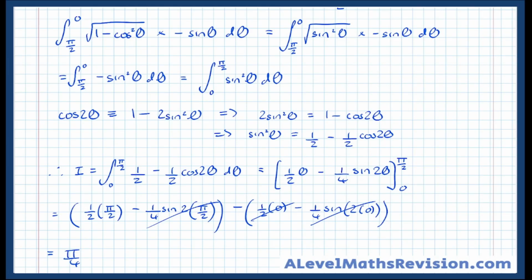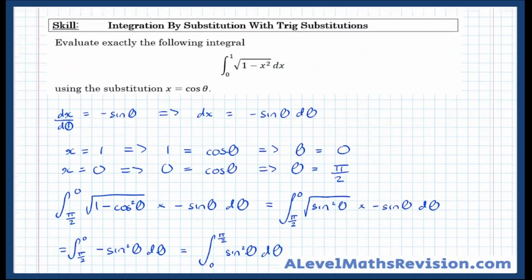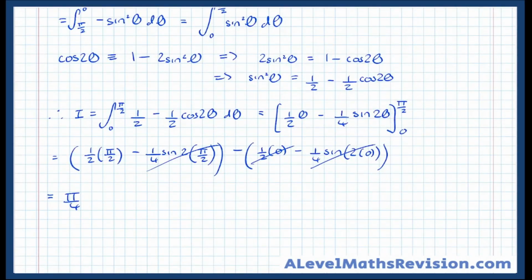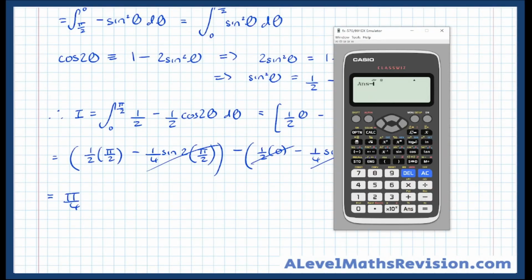So let's check that on the calculator now. Let's go back up to the original integral. So the integral between 1 and 0 of square root of 1 minus x squared. It's taking a little while, and the calculator gives us that. If I take my answer, pi over 4, hopefully I should get 0.